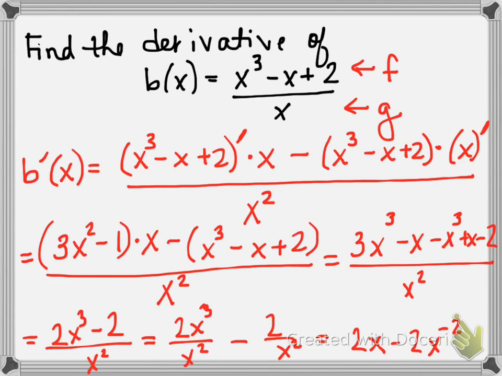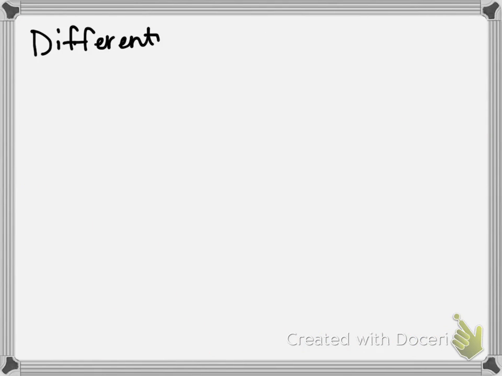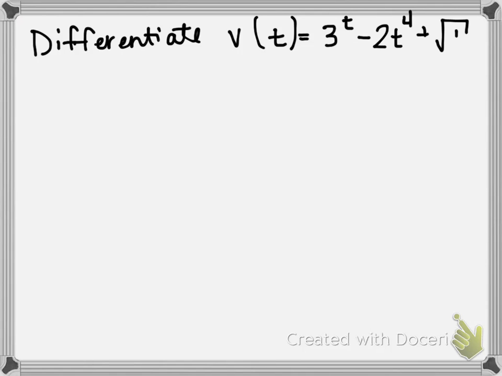Okay, now we're going to do another example. Let's differentiate v of t. Now we're going to take the derivative with respect to t. Where v of t is this quotient, 3 to the t minus 2t to the fourth plus the square root of t, all over t squared minus 7. So v of t is a quotient of functions. Our numerator function f is 3 to the t minus 2t to the fourth plus square root of t, and our denominator is t squared minus 7.